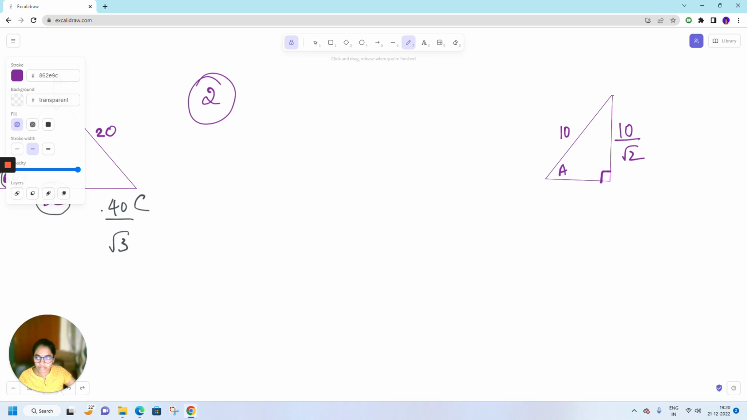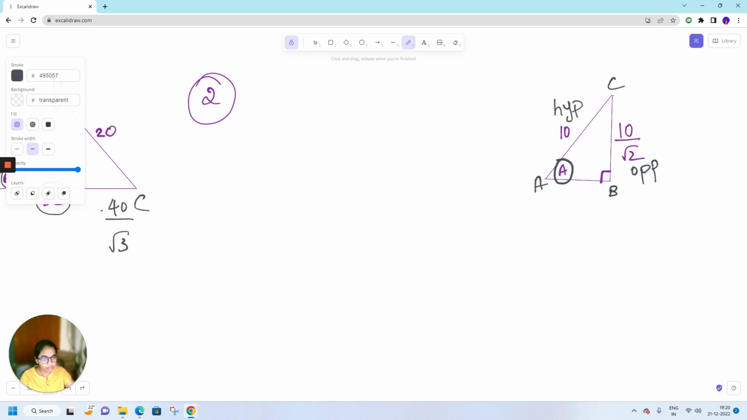Let me name the triangle as they have mentioned. Let me name this as A, this would be B, this would be C. Now we know what is ABC. What should we find? We are supposed to find angle A. Now 10 by root 2, or BC, is opposite to angle A. Agree? This is our opposite side. And AC is our hypotenuse.